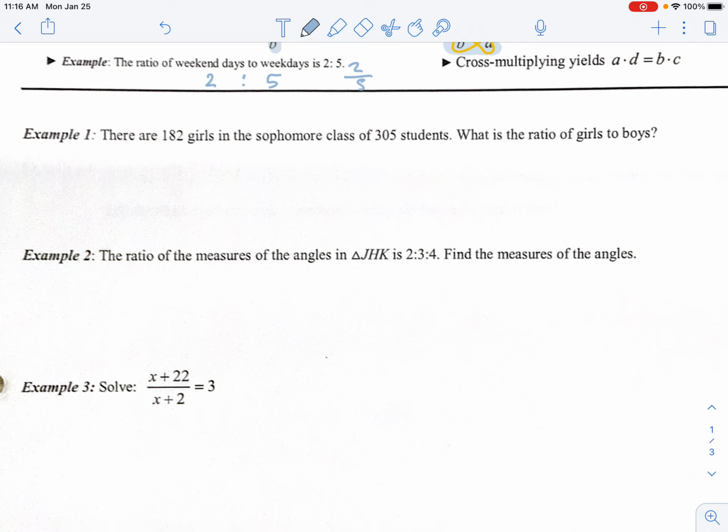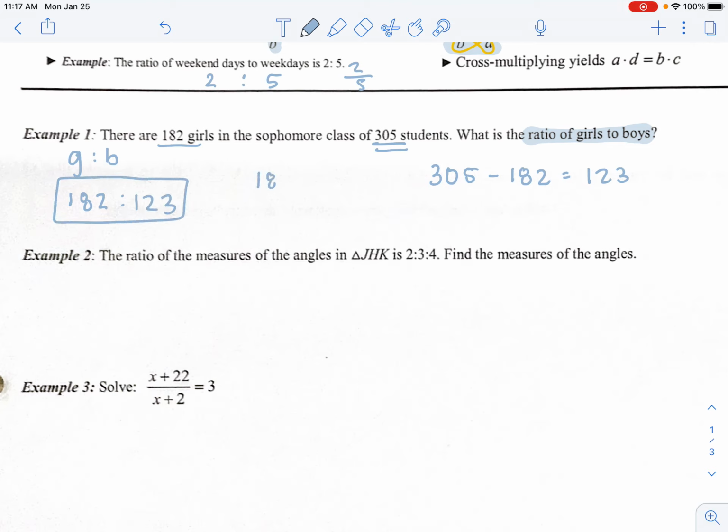So here's our first example. It says there are 182 girls in the sophomore class of 305 students. What is the ratio of girls to boys? So what they want us to do is compare the girls to the boys. We already know that there are 182 girls. They do not give us the boys, but they tell us the total amount of students. So we can do 305 minus 182, and I get 123. So the amount of boys is 123. That could be one way we could write the answer. You could also write it as a fraction if you'd like. Either answer would work.